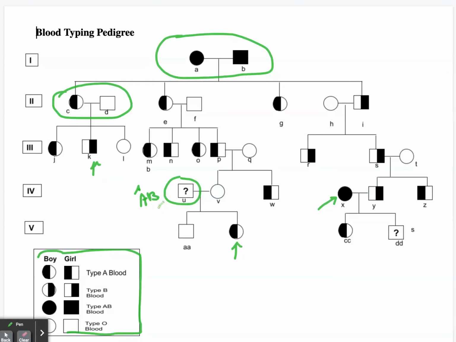In fact, actually, we do know. I know that this person can't be AB. Now that I look at this, why do I know they can't be AB? Because this child had O. So we actually know this person would have had to have been an A who carried an O. So they would have had to have been A, the big I, or the A and the O gene would have had to have been their characteristics.